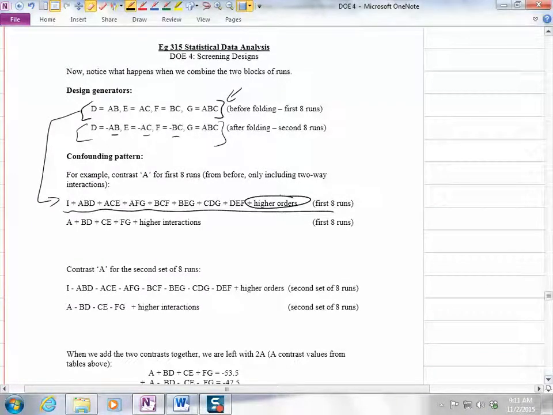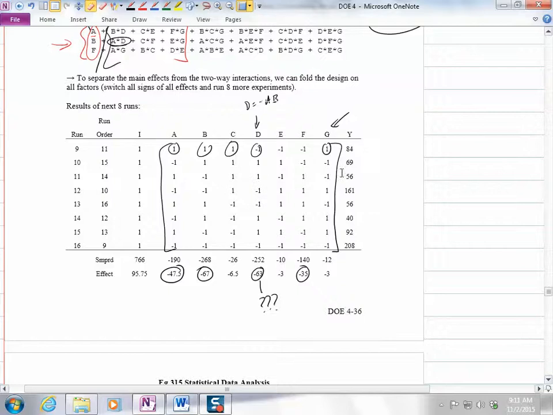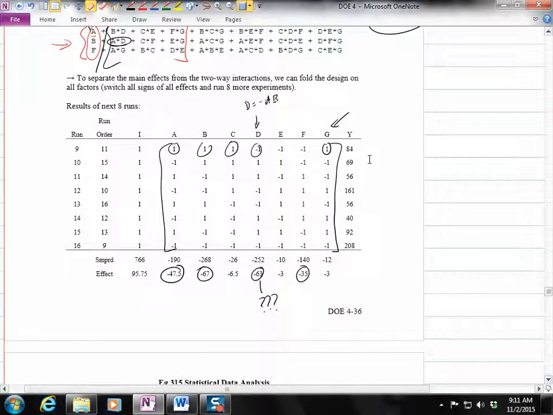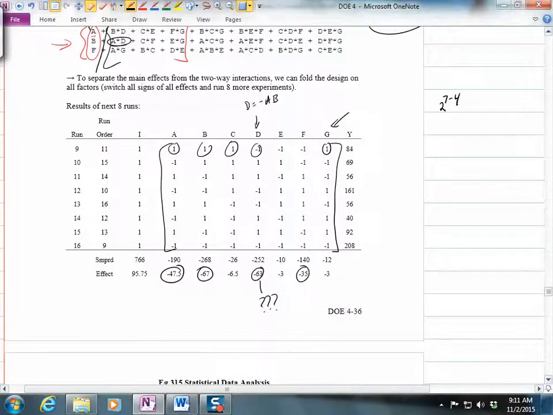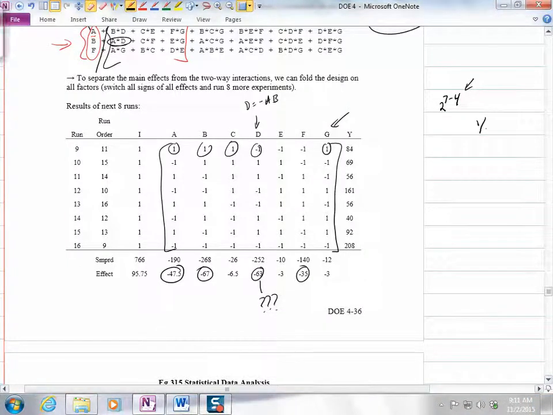So why can we flip the signs? Sure, you can run any experiments you want to, right? If you think of this, it was a 2 to the 7 minus 4 design. So we ran 8, so what is that fraction then? 1 over 16, 1/16?